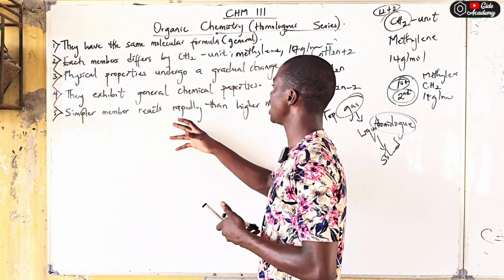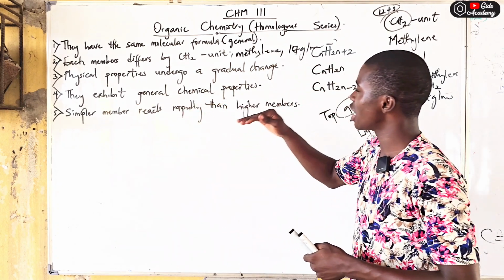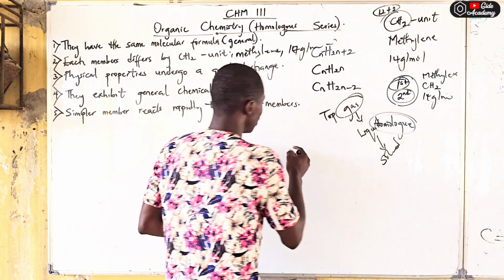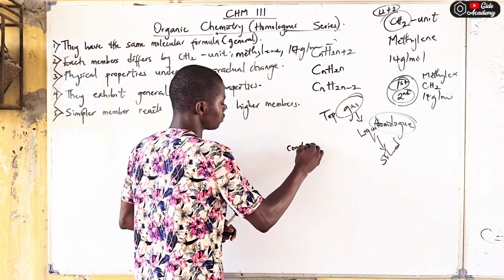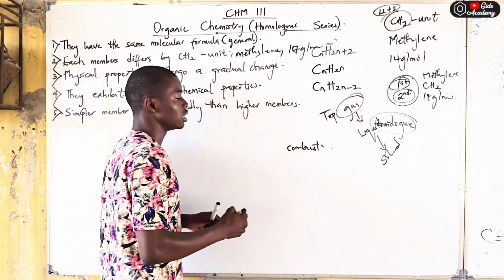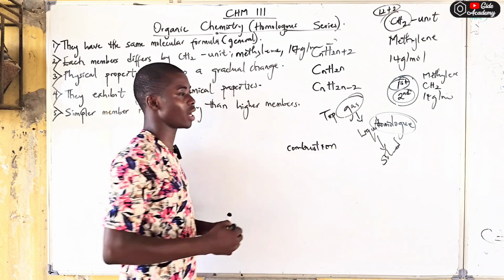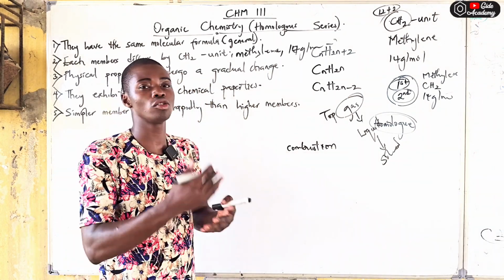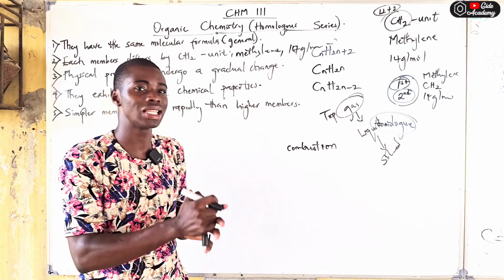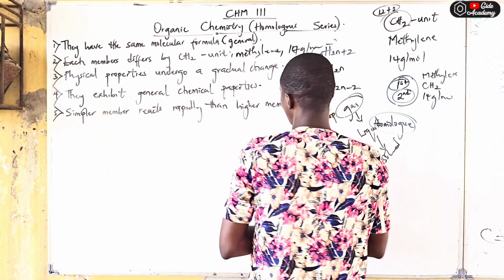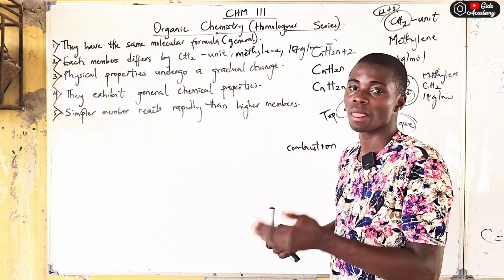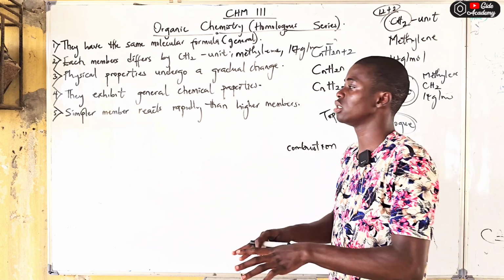Then the next one is that they exhibit general chemical properties. So if the first member undergoes a combustion reaction, the second member will undergo a combustion reaction, the third member will undergo a combustion reaction, the fifth member, the 100th member will still undergo that same combustion reaction. So please, the chemical property doesn't change, but the physical property has a gradual change.